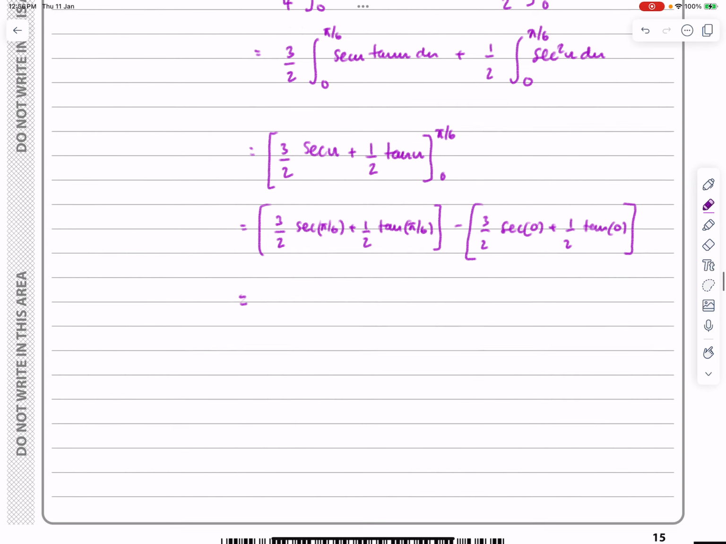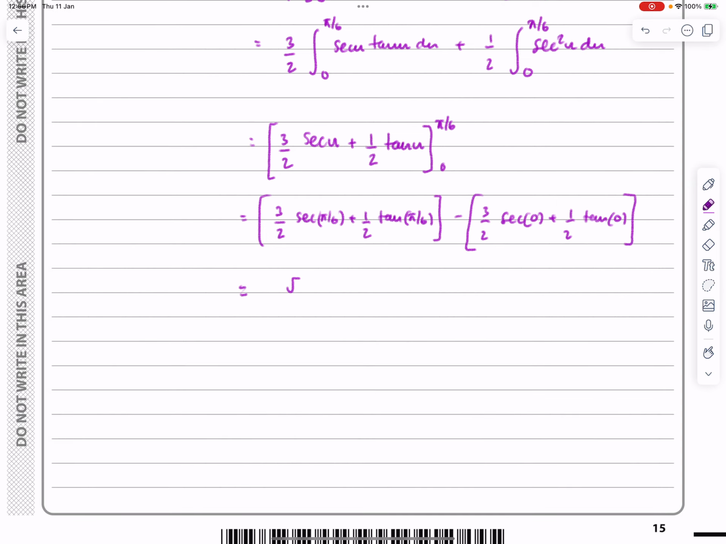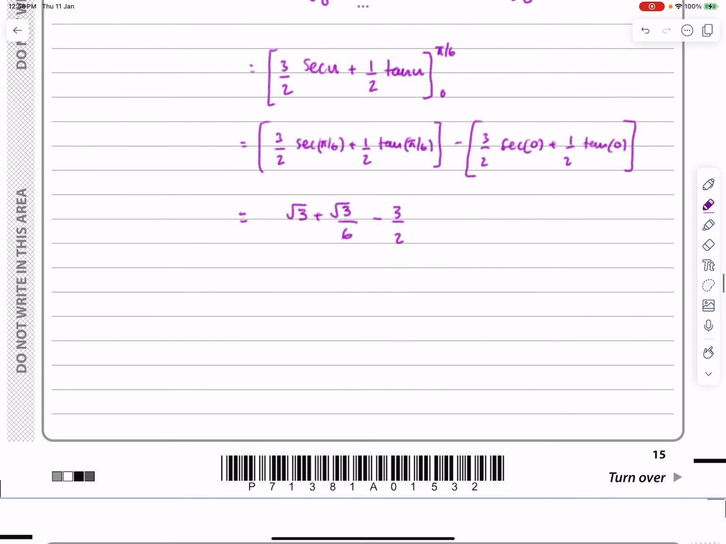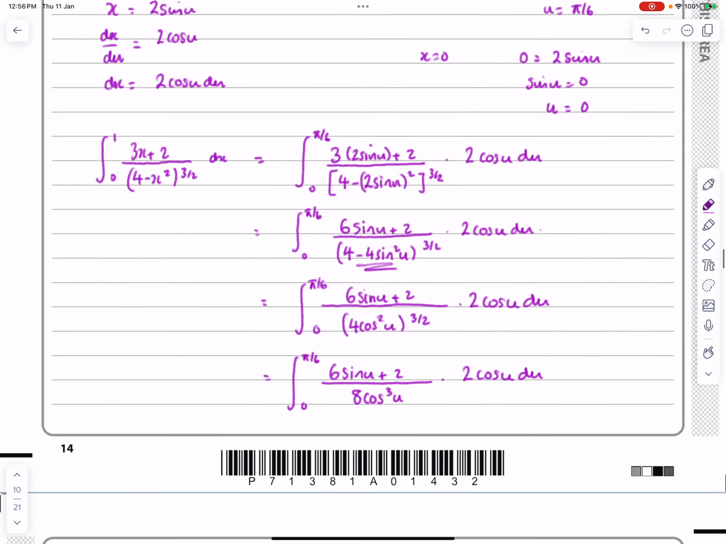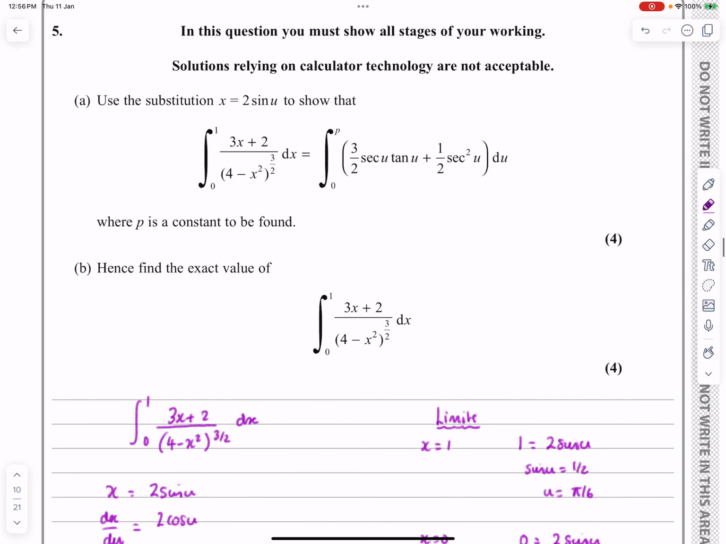So put those into your calculator. It comes out to be root 3 plus root 3 over 6 minus 3 over 2. This video is already long enough, so you can work out this a little bit. That's 7 root 3 over 6 minus 3 over 2, which is actually the final answer. What did they say in terms of it? Find the exact value, yes. So find the exact value here.